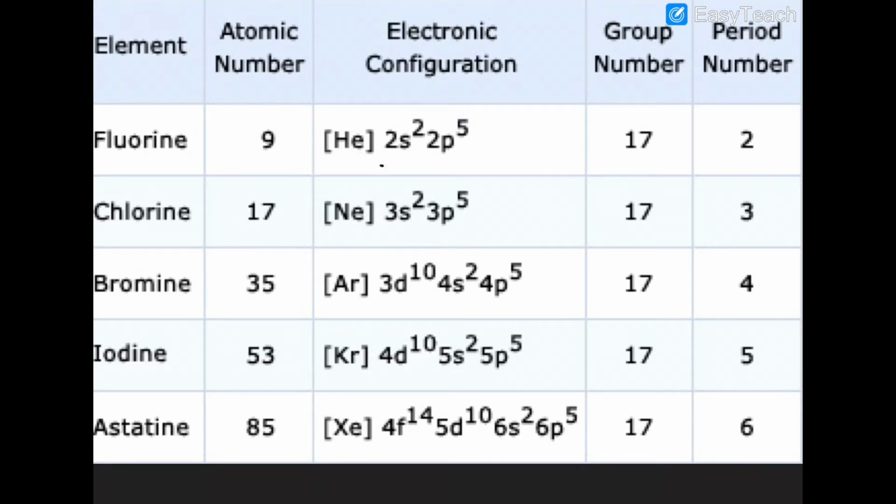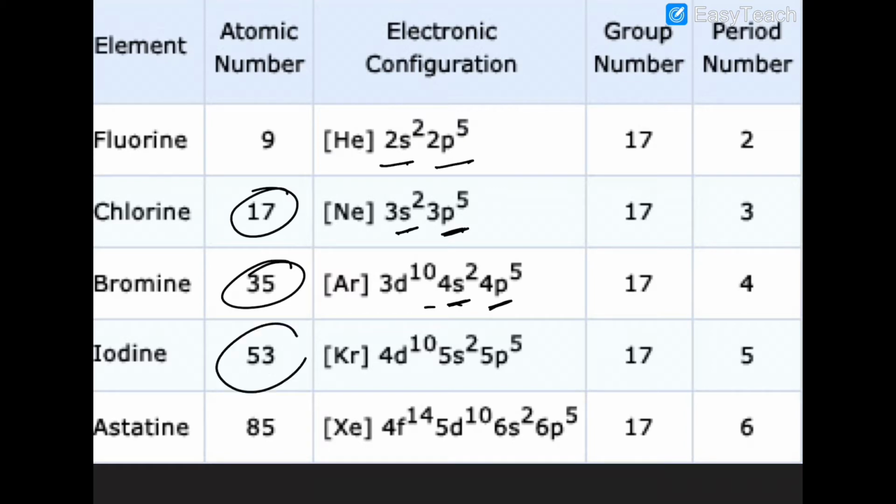So this is 2s2 2p5 for fluorine. In case of chlorine, it is 3s2 3p5. In case of bromine, it is 4s2 4p5. In case of iodine, it is 5s2 5p5. So the group number is the same for all of them.